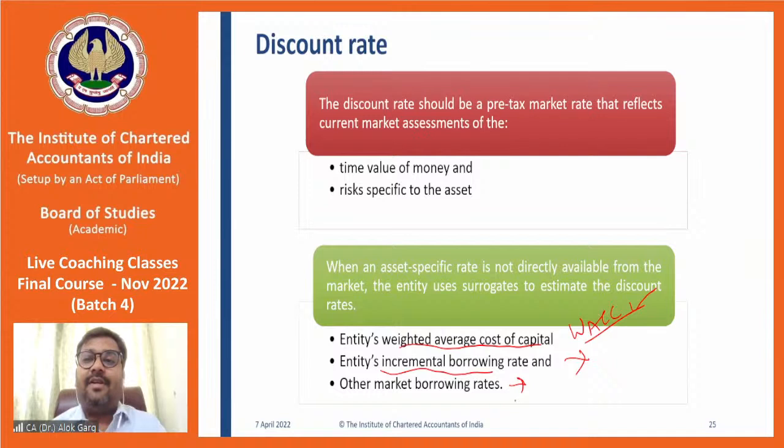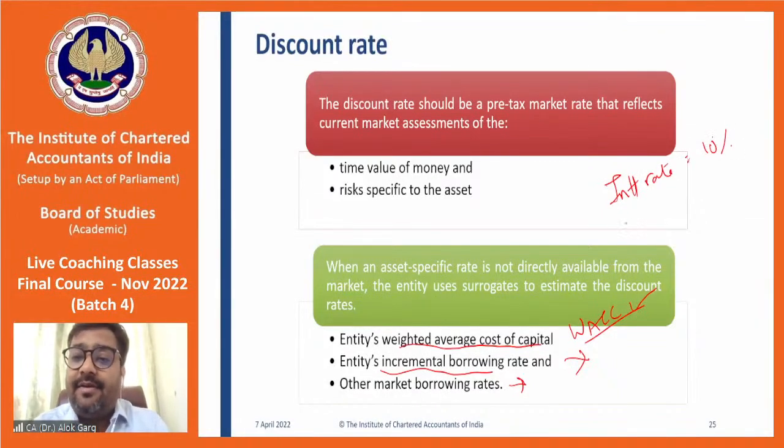And this interest rate, this discount rate should be a pre-tax rate. For example, don't get confused. In the question, it will be given that the interest rate is 10%, right? And whatever interest cost the company will expense, the company will have a 30% tax benefit as an expense, right?